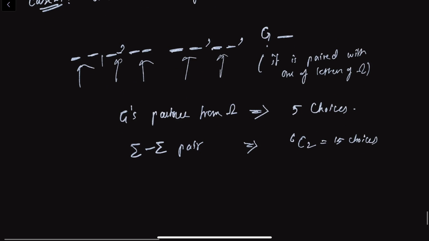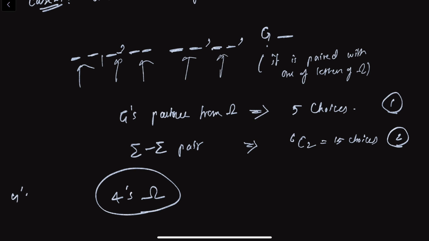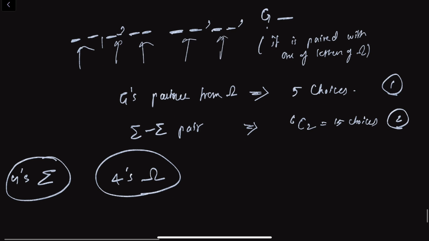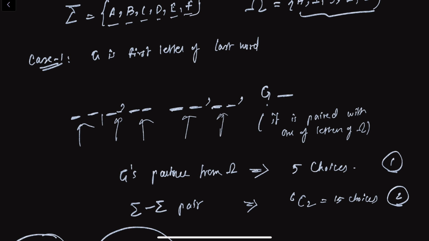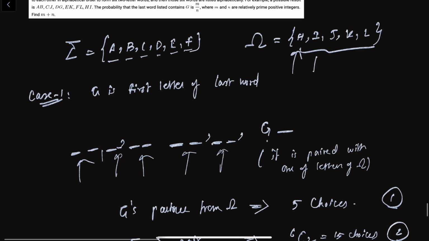Now we have used one letter here, and 2 letters here. So we are left with 4 letters from sigma and 4 letters from omega. Now these can be paired. For example, suppose we are pairing D and E. Then the remaining A, B, C, F must be paired with the remaining letters, because we are using only one letter to be paired with G, so the remaining will get paired with them.